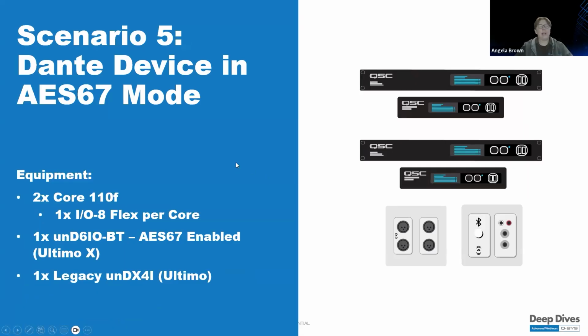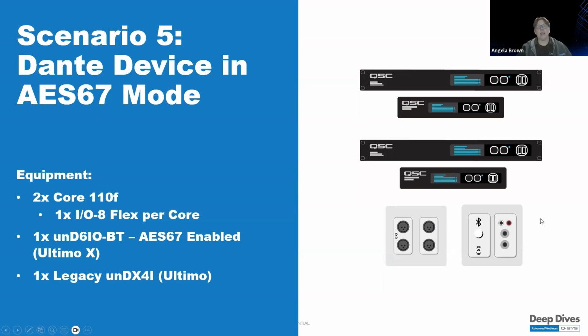Scenario 5. So now we're going to add some peripheral devices, which in most systems, you have these peripheral devices. So we have the UND6IOBT. It has an Ultimo X in it, so it is AES67 enabled, and we're going to enable AES67 on it. And then we have the DX4i, which is that 4 XLR input plate. It only has an Ultimo chip. It is just a Dante device. It is a straight up Dante device. No, don't pass go, do not collect $200. It's never going to run AES67.